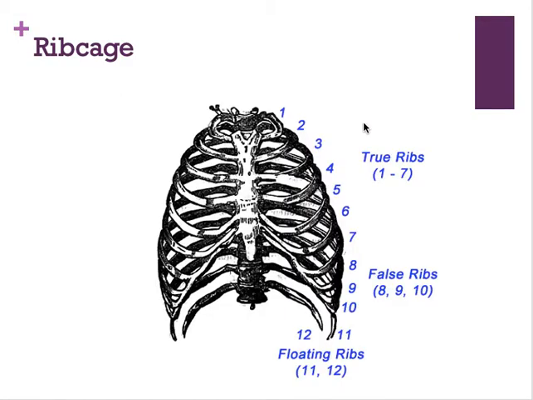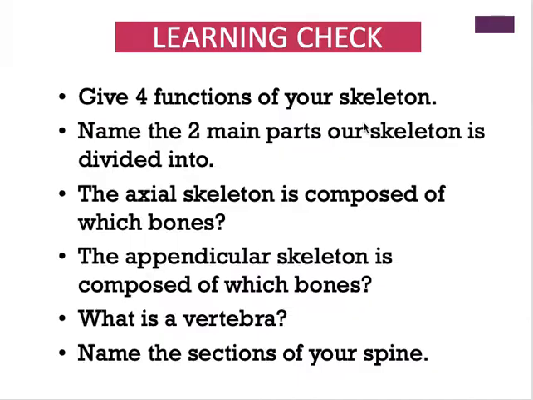So just quickly run through that again. Number 1 down to number 7 there, you'll see are all attached to the breastbone. Then 8, 9 and 10 are attached to each other, and 11 and 12 don't seem to be attached to anything. So that's the description of your rib cage. Quick learning check there. At this stage you should hopefully be able to give some functions of the skeleton, name the 2 regions, describe what the axial skeleton is composed of and the appendicular, and then go into a little bit more detail about the vertebrae.